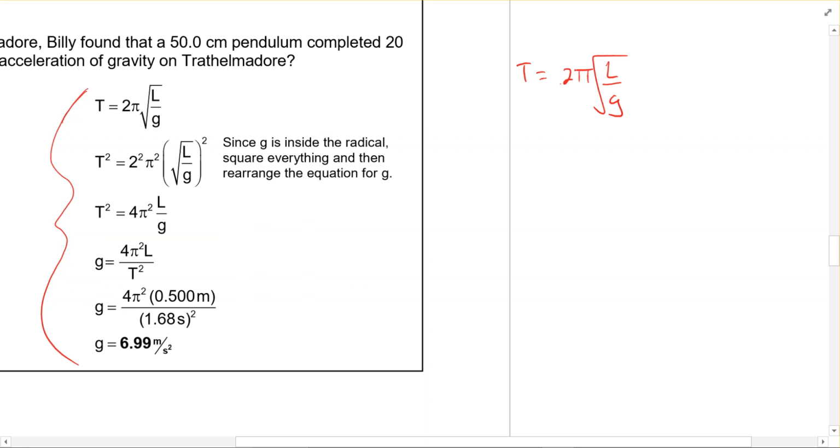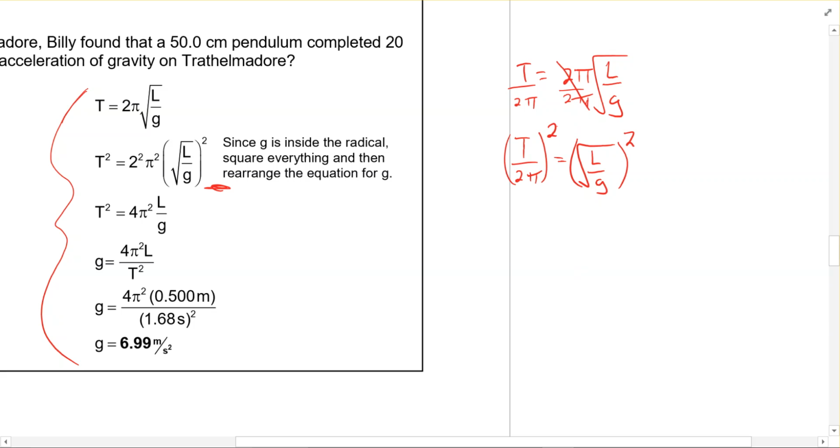What I would do first is get rid of this 2 pi. To get rid of that, I'm going to divide both sides by 2 pi. Then I'm left with T over 2 pi is equal to the square root of L over g. Now the problem is I want g on its own, but it's kind of locked up under this square root symbol. That's the way I think about it. To get rid of the square root symbol, I have to square it, right? Squaring a square root gets rid of it. But I can't just square this side, I have to square both sides.